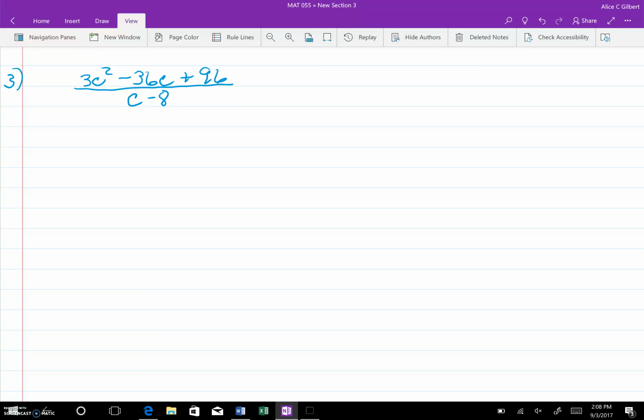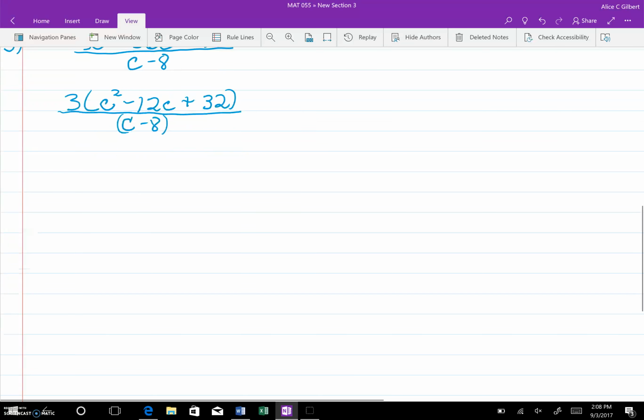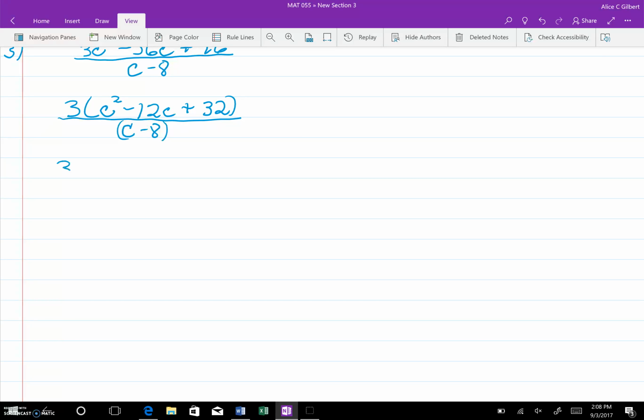So here's how we do this. I'm going to look at the numerator here. Rule number 1, are there any greatest common factors? Well, yep. So I could factor out a 3. That leaves me with this. Okay, that was the first step. Now there's nothing I can do in the denominator. So let's keep going. So rule number 2 in the numerator, is it a binomial? Nope, so it's not a difference of squares.